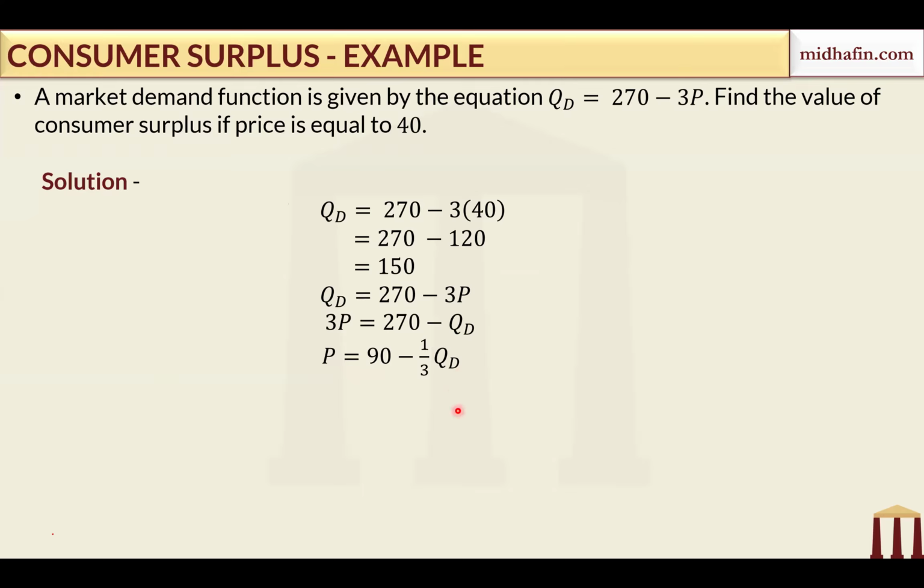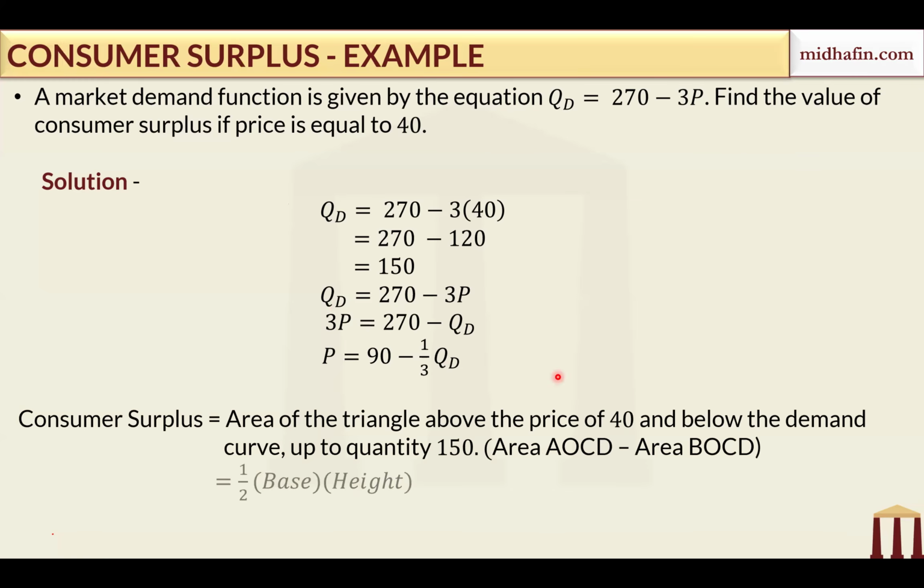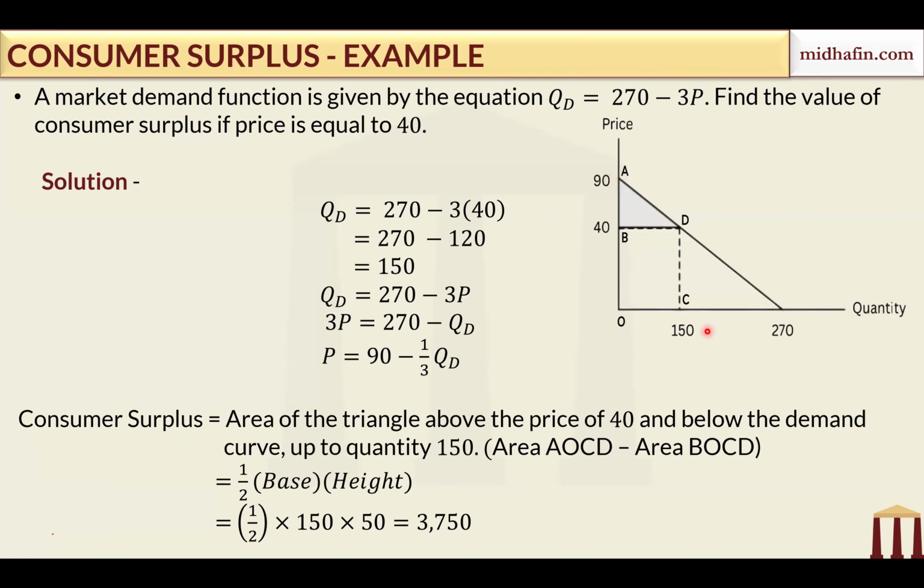Okay, so if I want to find out the consumer surplus, basically it will be the area of this triangle. Anyways, I'm showing it to you, so no need to calculate. So it is the area of this triangle above the price of 40 and below the demand curve up to the quantity 150, which is the area of the trapezium AOCD minus the rectangle BOCD.